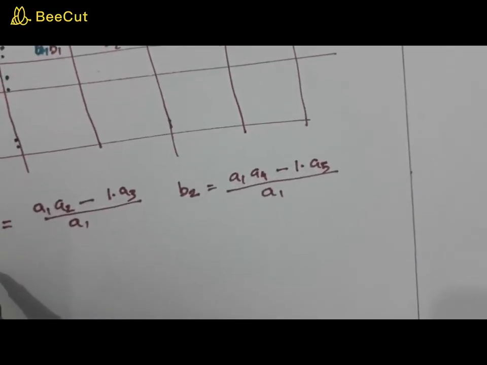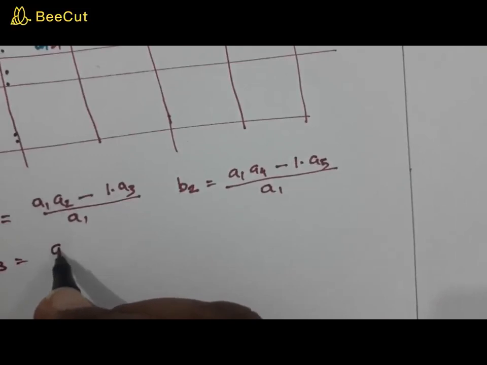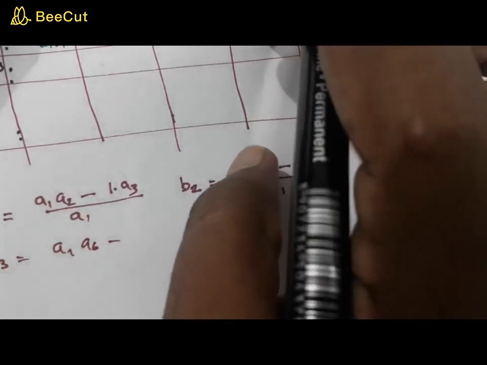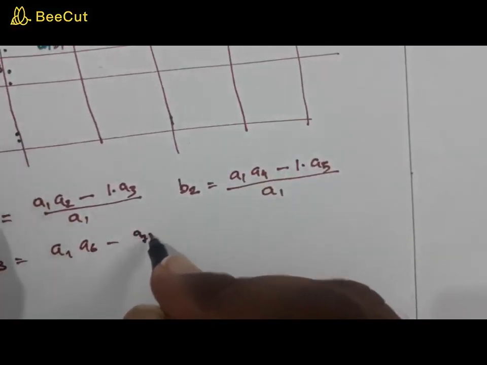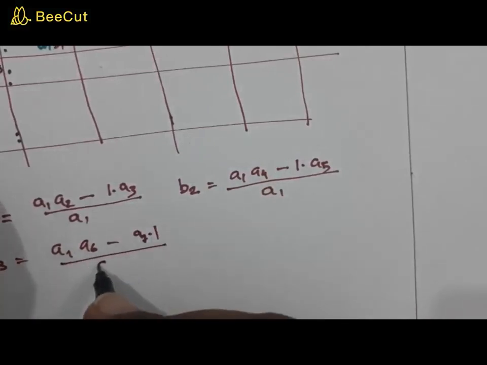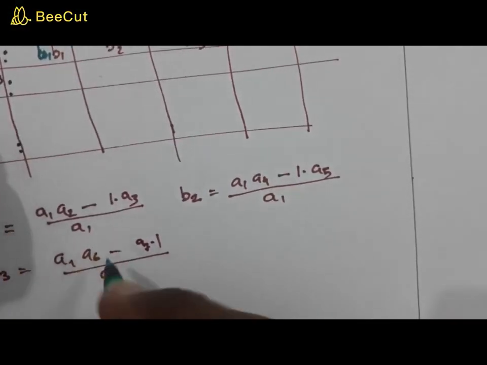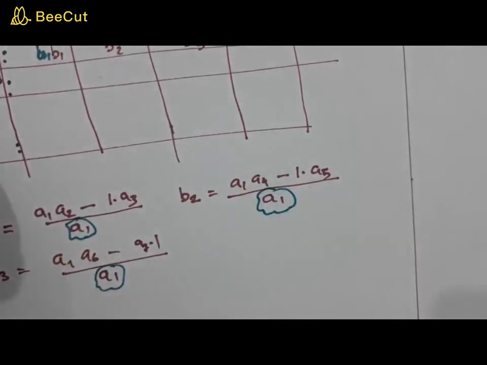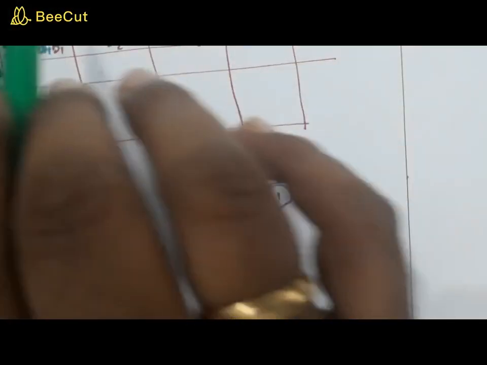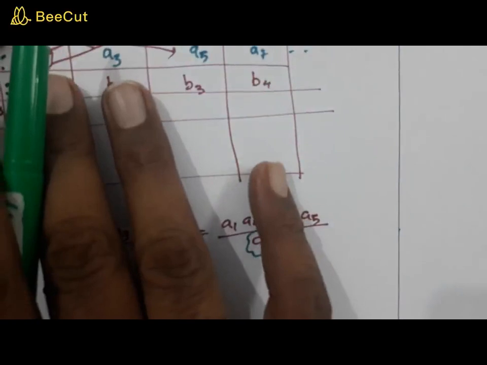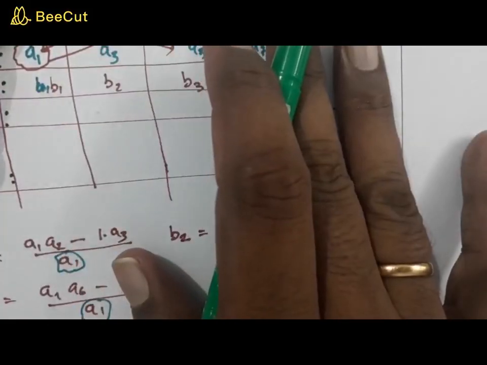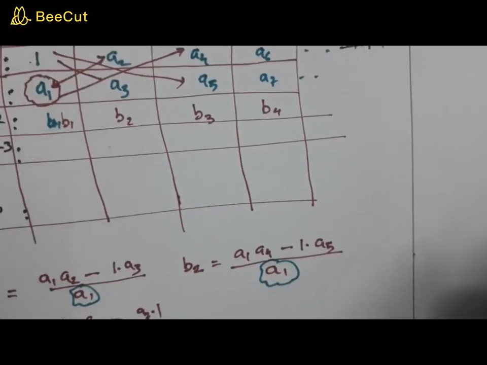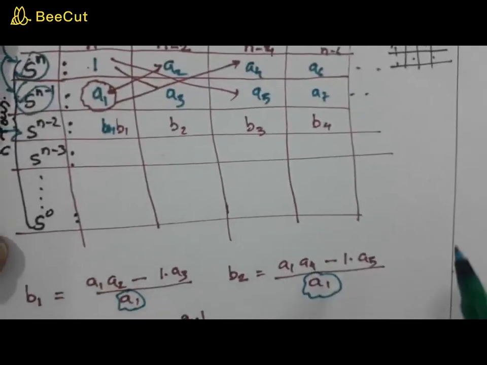So how will you find out b3? b3 will be again a1 into a6 minus a7 into 1, divided by a1. Very, very important to remember this. Everything okay, right? You are actually finding out the determinant by keeping the first column with the other columns. So based on that you can find out b1, b2, b3. That's how you find out s raised to n minus 2.